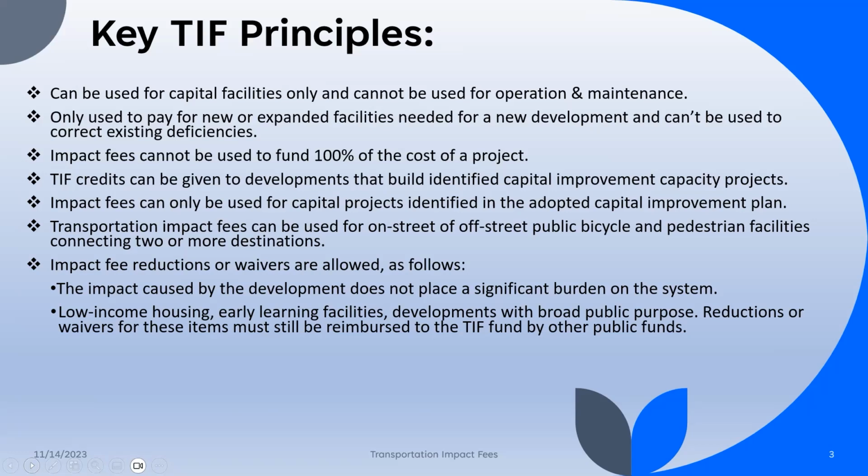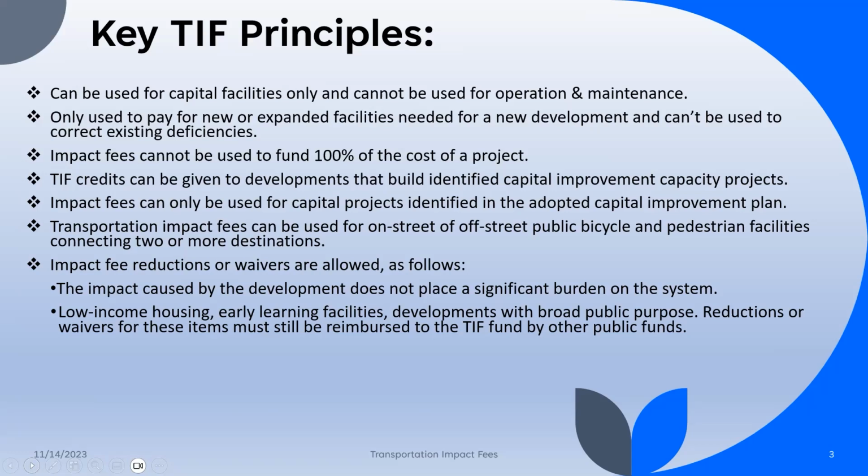TIP credits can be given to developments to build identified capital capacity projects. We're having conversations with developers. We have people like Olympic Heights, for example, at the college, where that intersection has backup right around school time, and there are issues with them trying to get the traffic out. They hit a little log jam right there. So there's potential to take the traffic impact fees that they would pay and have them build a project of whatever is identified. Then when they pick up their building permit, we waive some of those traffic impact fees that they would have paid.